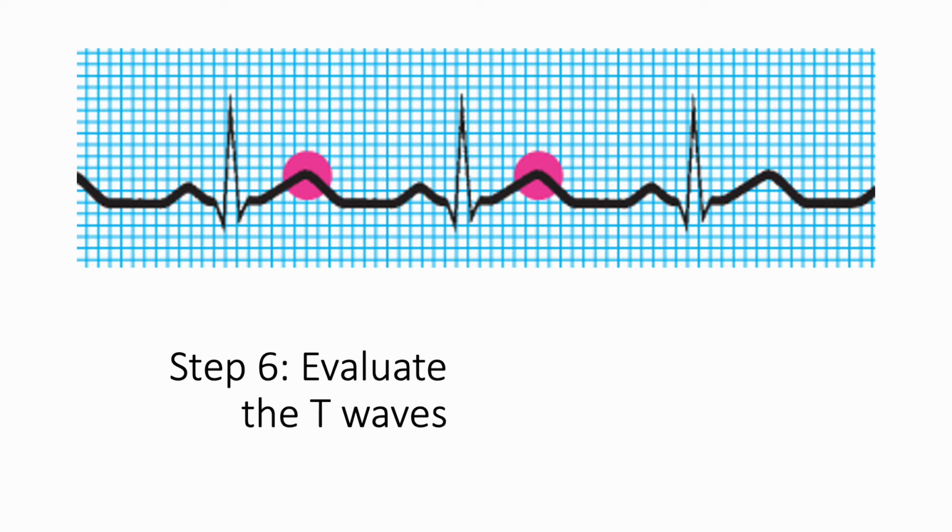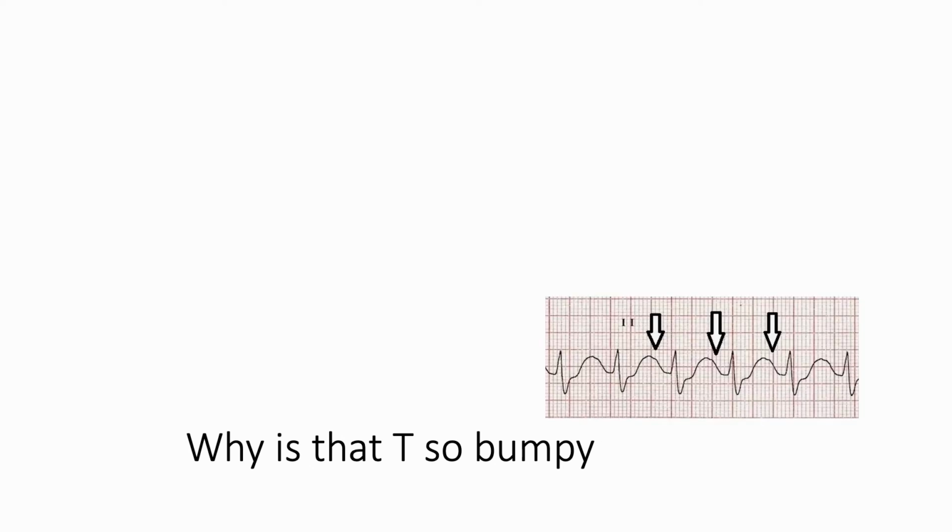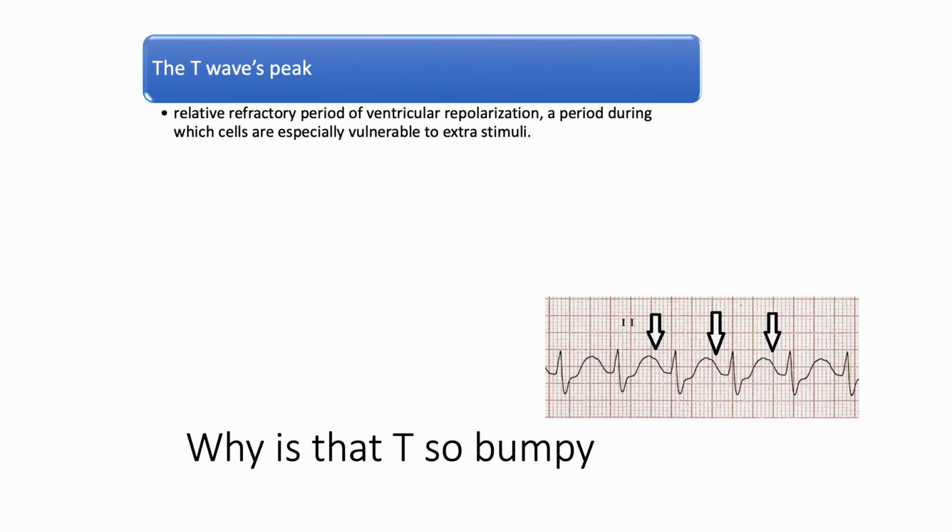And then evaluate the T waves and ask yourself, are the T waves present? Yes. Do they all have the normal shape, normal amplitude? Yes. Do they all have the same amplitude? Yes. Do the T waves have the same deflection as the QRS complex? Yes. So why is that T so bumpy? Here look at the T, this is normal, but here they slightly dip over the T wave, and this is happening when the P wave merges over the T wave.